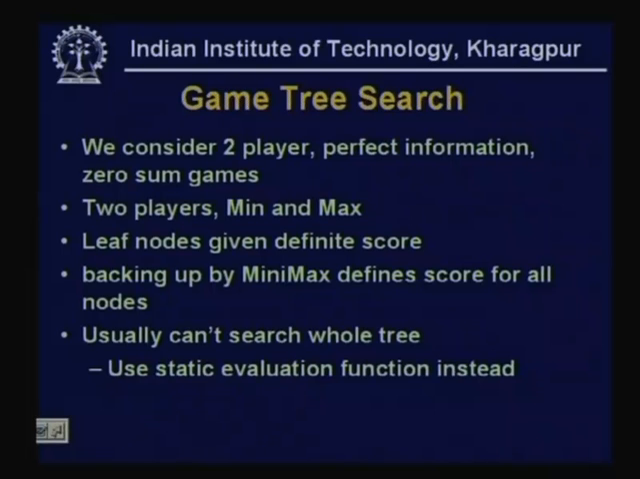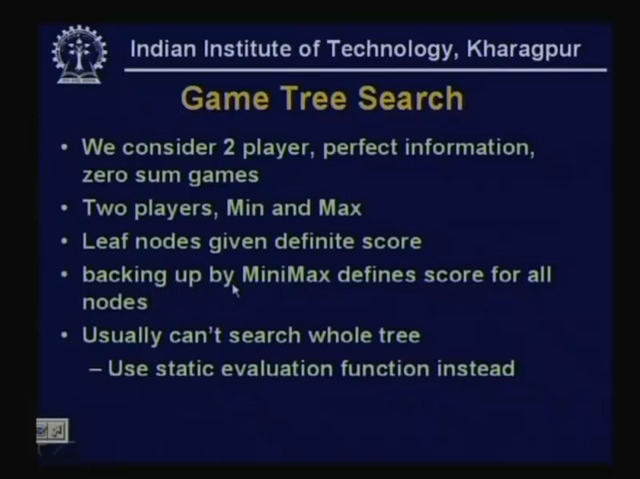So, to recollect, we have considered two-player perfect information zero-sum games where we have two players, min and max. And the full min-max tree can be drawn so that the terminal positions are either a win, draw or loss, and we can assign a payoff value to the terminal position.